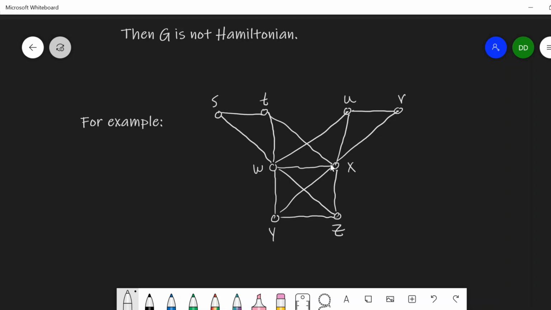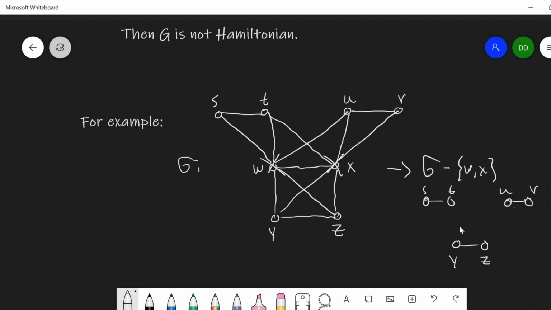So we keep scanning for vertex cuts, and if you find one that separates it into more components than the number of vertices you took away, then you're good. So for example, W and X. If I remove these two vertices, then my components would be S and T, this K2, then this K2 with U and V, and then this K2 with Y and Z. If this is my graph G, then G minus {W, X} would be the graphs ST, UV, and YZ left over.